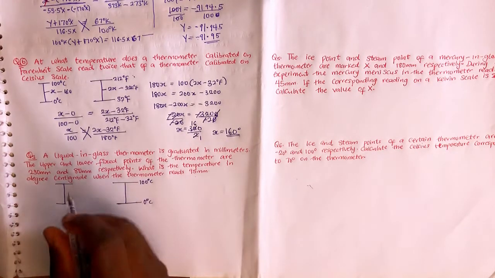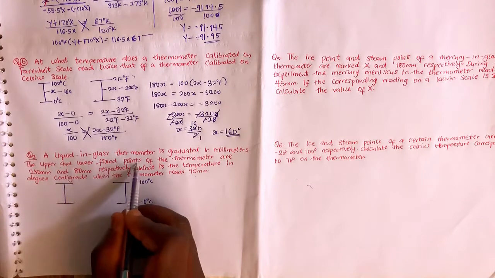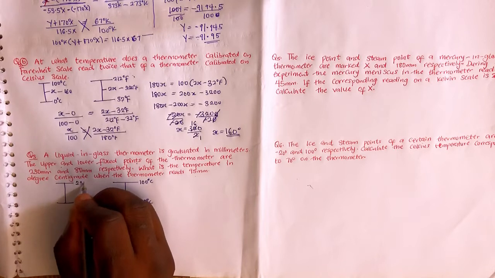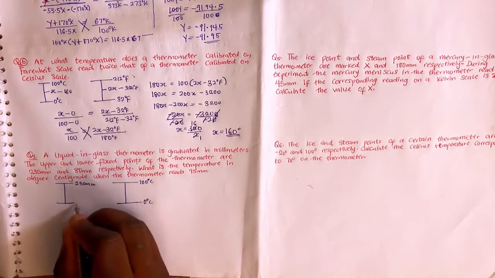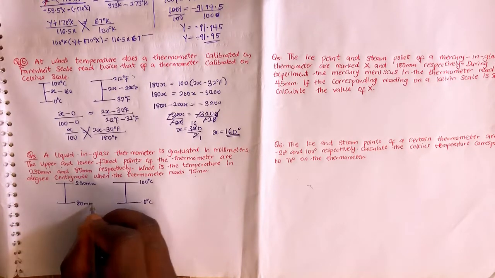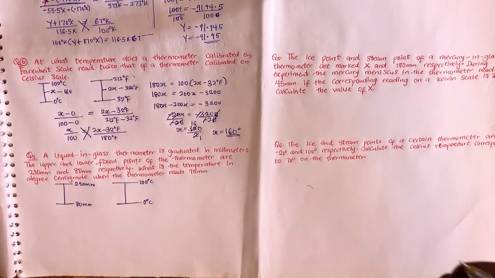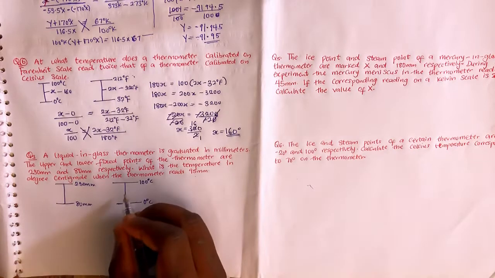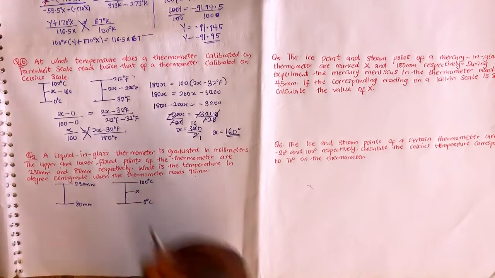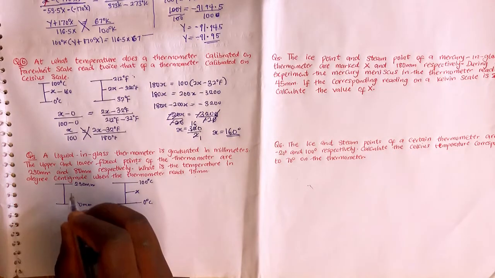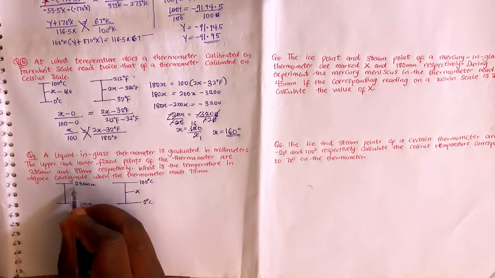And here they say the upper and the lower fixed points of the thermometer are 230 millimeter. That means the upper fixed point is 230 millimeter, and the lower fixed point is 80 millimeter. The question now says, what is the temperature in degrees centigrade? So we have to calculate, let's just call this one x, when the thermometer reaches 95 millimeter. It should be somewhere here.